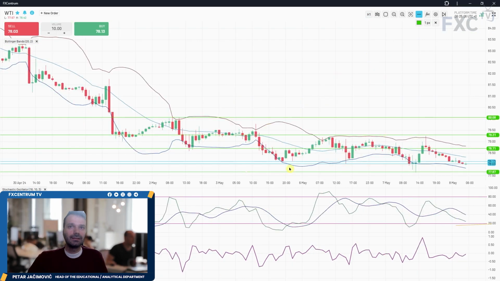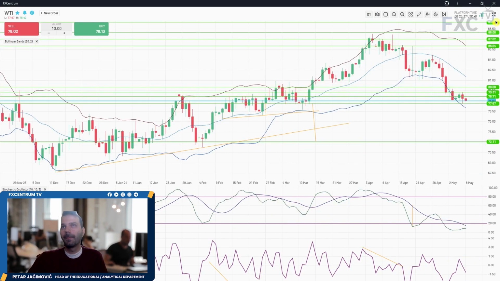Let's take a look at the hourly time frame. You can see market is just doing the consolidation between the upper and lower Bollinger Band. So far, we don't have any change in trend dynamics still. Sellers are in control short term.